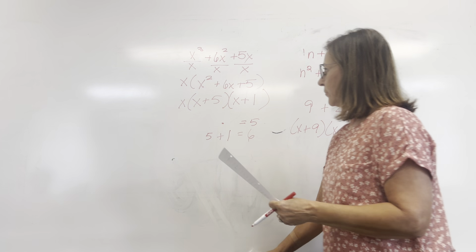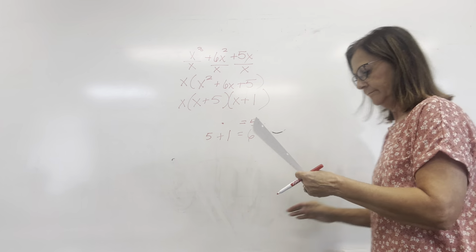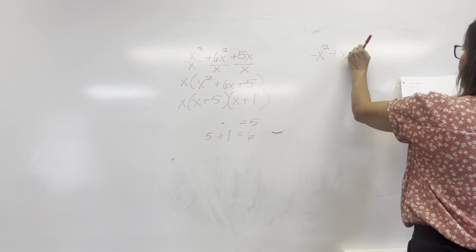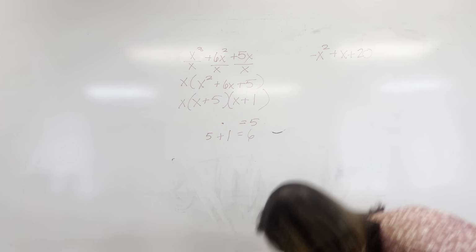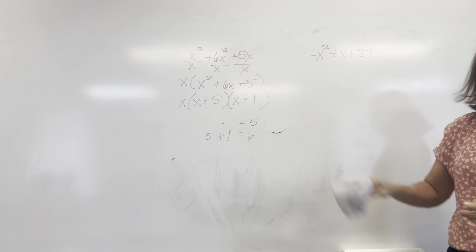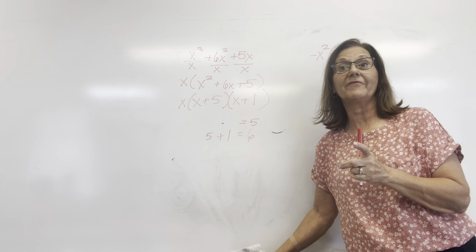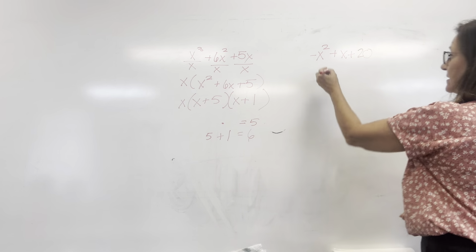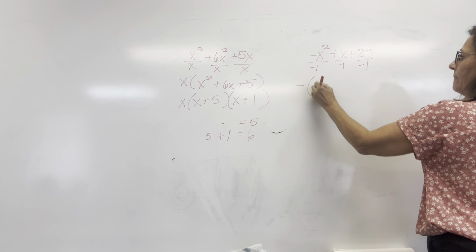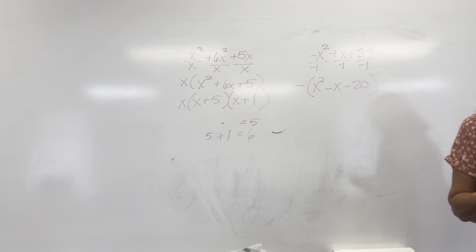All right, look at the third one. Negative x squared plus x plus 20. Drew, should I do anything to this before I think about factoring it? You could factor out the negative. I absolutely want to factor out the negative. So I'm going to divide every term by -1. And I'm going to make it negative, make that positive, negative, negative. All right, help me factor what's inside the parentheses.